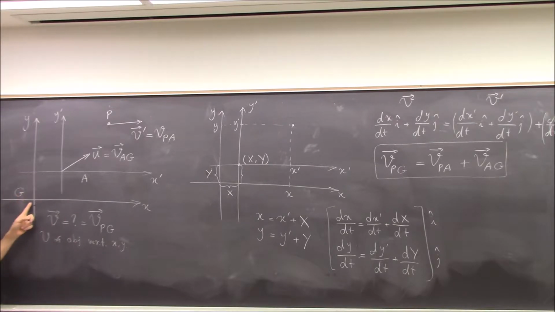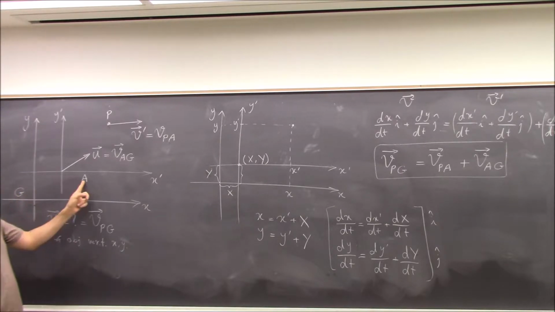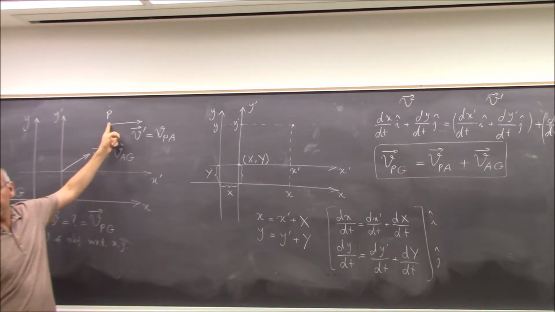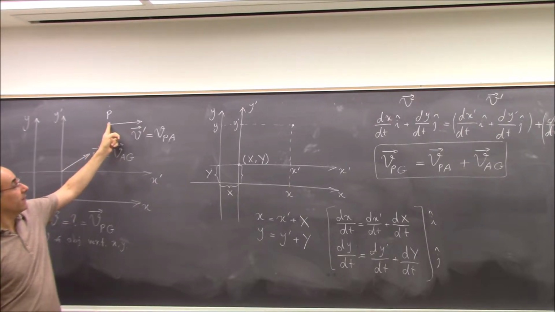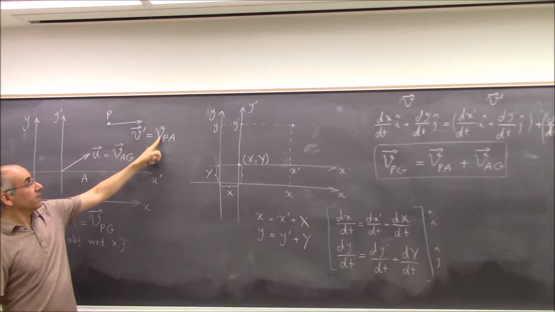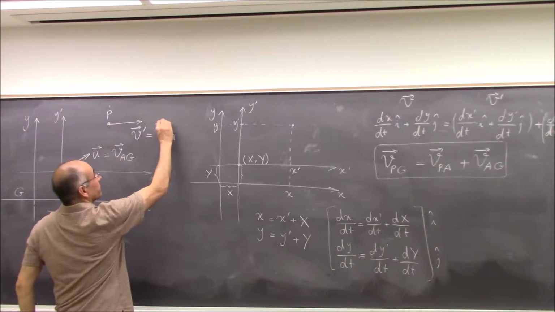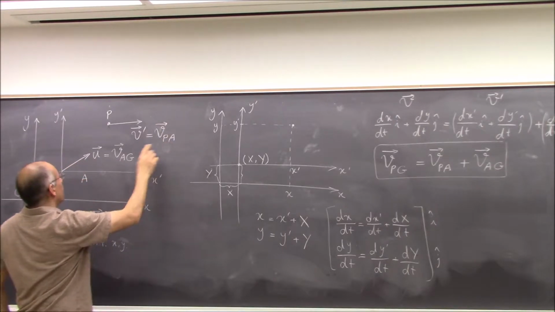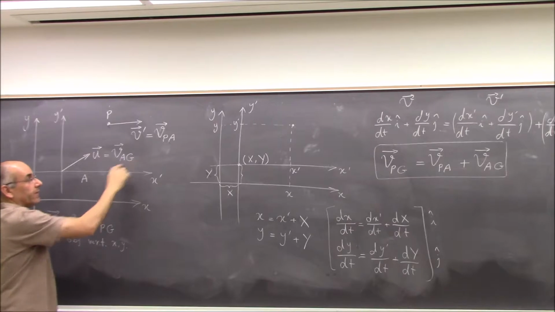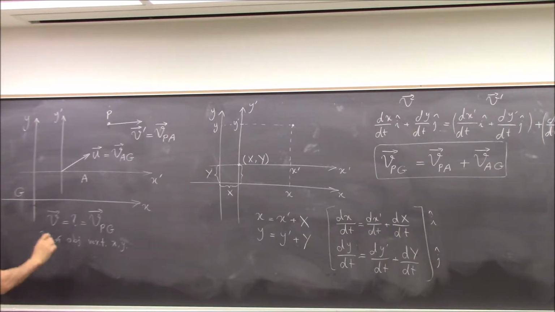Ground is denoted by G, air is denoted by A, and this is like an airplane, denoted by P for plane. So this velocity, v prime, is the velocity of the plane with respect to air. And this u is the velocity of the air with respect to ground. And we want to find the velocity of the plane with respect to ground.